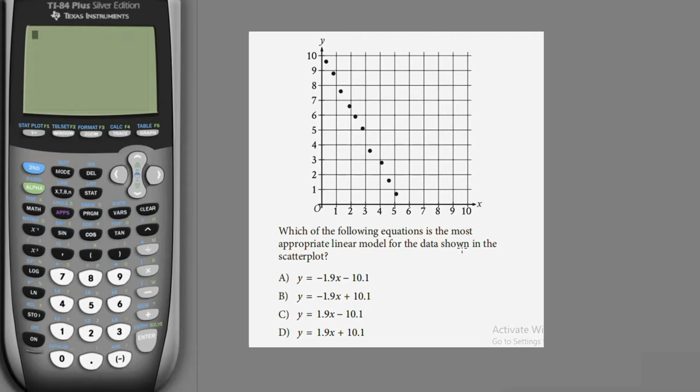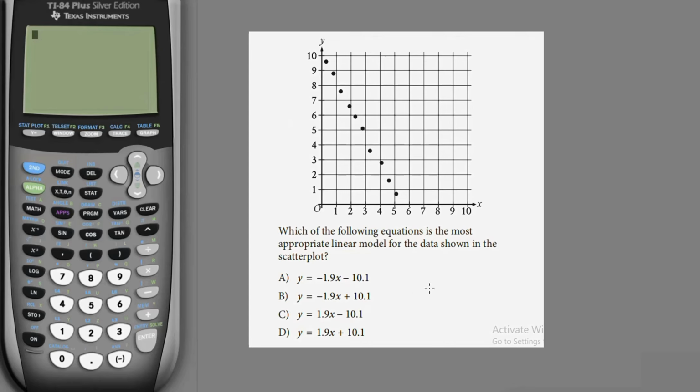So guys, we have the options to be this. Right now we're going to experiment with the options we have here. We're going to input each of the options and graph them with the calculator and see the one that will give us the exact sketch we have here.